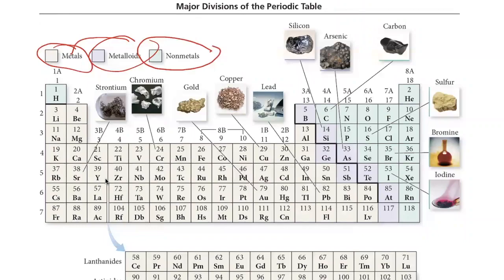Everything you see in this green color is your non-metals. So you have, I believe, 18 or 19 non-metals. And this in purple is the metalloids. So that's the first way of dividing the periodic table into three major groups.